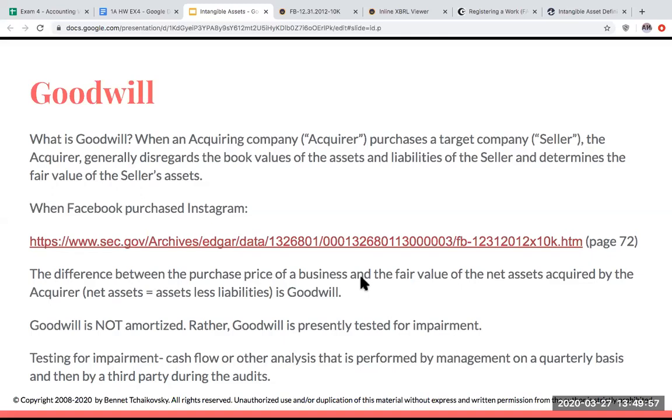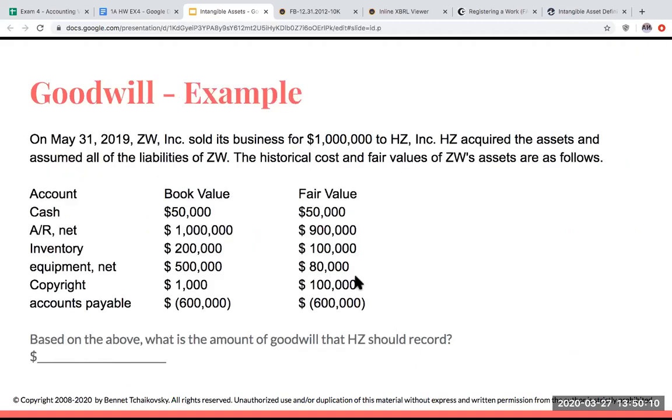Since then, they have gradually written off or written down that goodwill. They've impaired it because the value of that retail establishment doesn't carry the same value as it does today. Okay, so here's the example we have over here for goodwill.